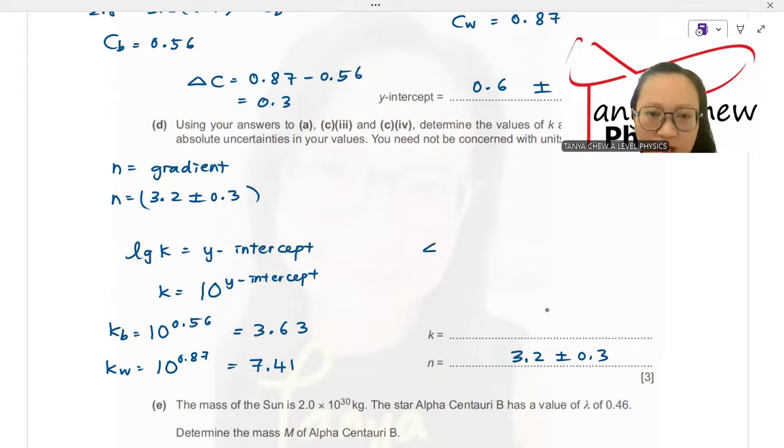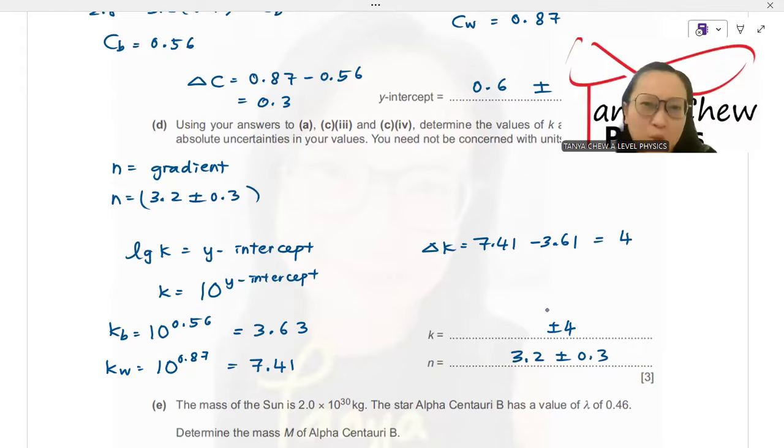Right, so the delta K would be the bigger one minus the smaller one and round it off to one significant figure, and I got 4. So plus minus 4 is quite large actually. It is not so accurate, I would say. And then my K value, since there is no decimal point, I have to round off my best K value to one significant figure, which is also 4. So I would say that my K value is quite inaccurate.